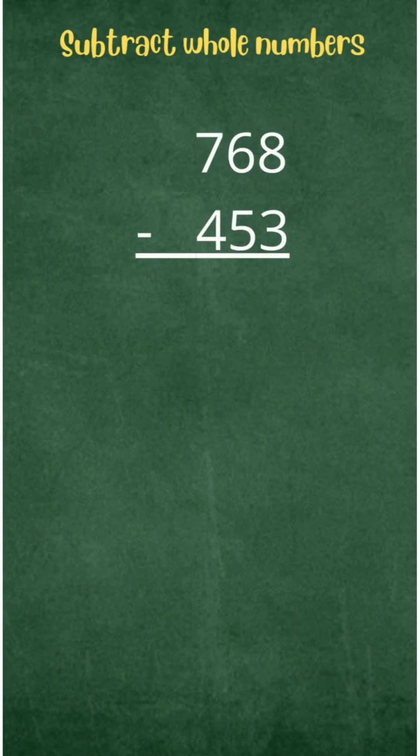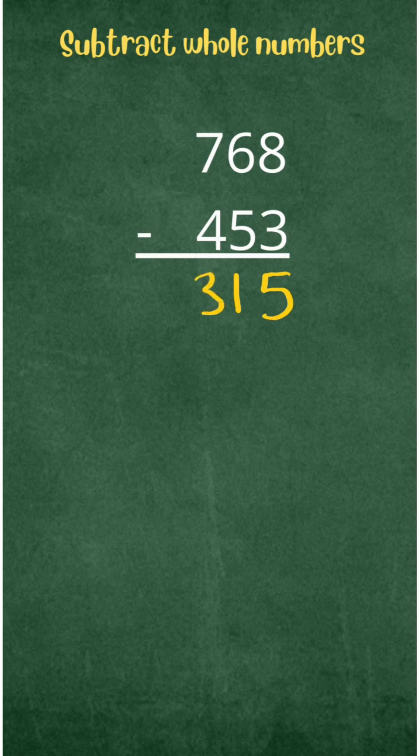Now let's complete one more example. So we have 768 minus 453. We're going to begin on the right-hand side again. Always begin in the right-hand column. So this time, looks like we don't have to borrow. We have 8 minus 3. 8 take away 3 is 5. Okay. Second column, we have 6 minus 5. Again, we don't have to borrow. Great. 6 minus 5 is 1. And then finally, 7 minus 4 is 3.